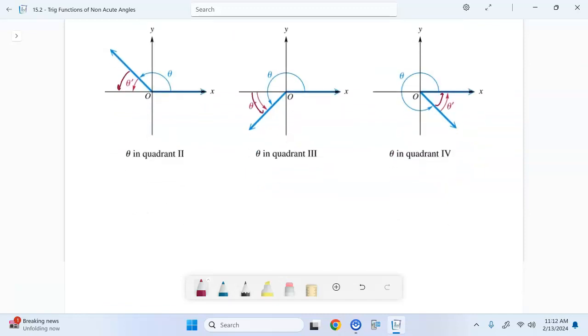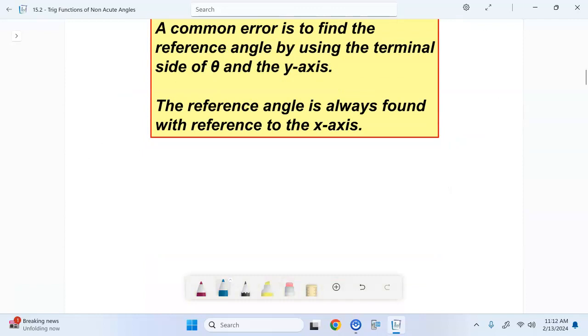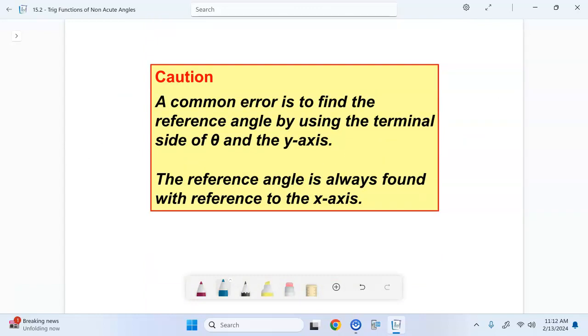Now, you'll notice on here quadrant 1 is not listed. That's because any angle in quadrant 1 will be its own reference angle. So if I have an angle of rotation of, say, 50 degrees, I know that is 50 degrees from the x-axis. In quadrant 1 it is its own reference angle. Once we move past quadrant 1, that's when we need to use our reference angles in order to get our trigonometric function values. So again, very, very important that reference angle is always found in reference to the x-axis.